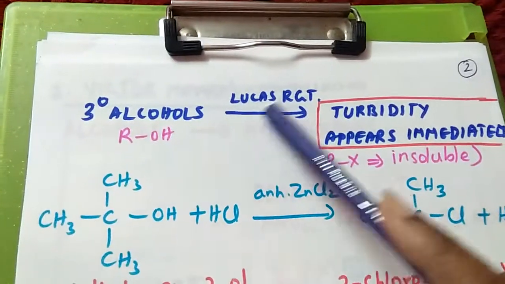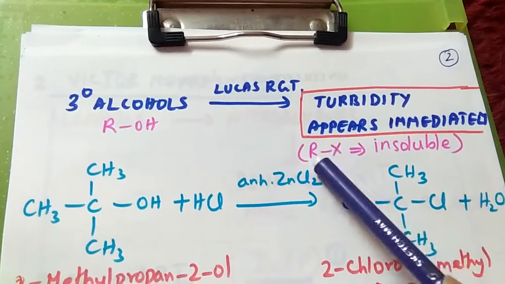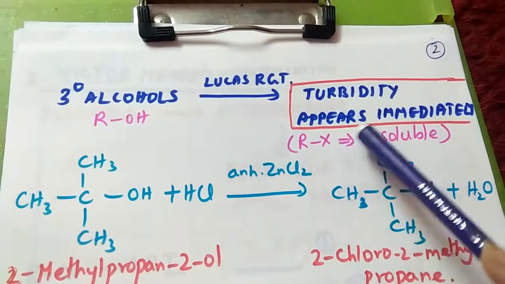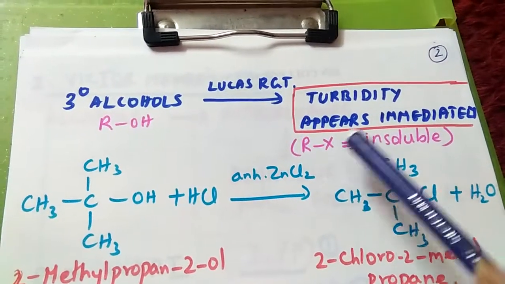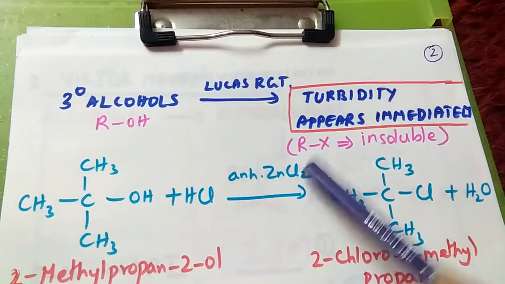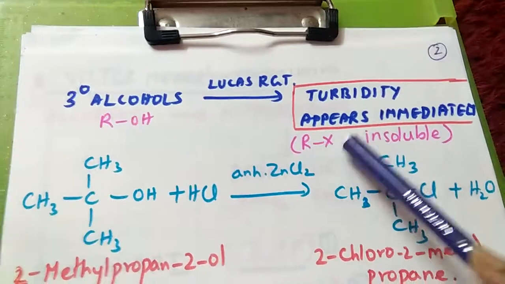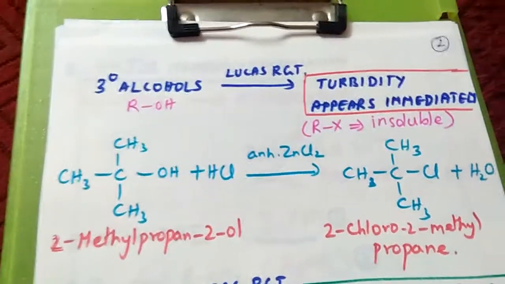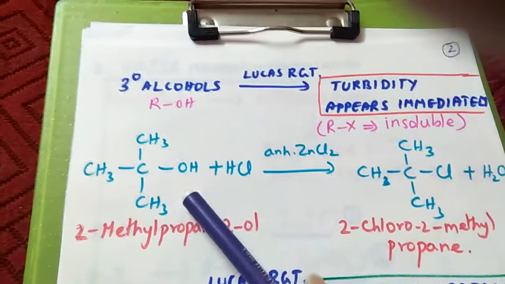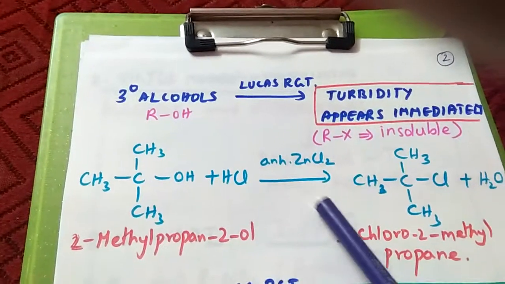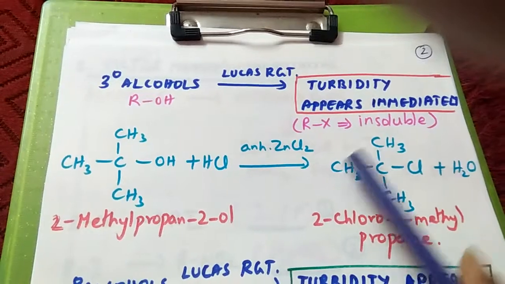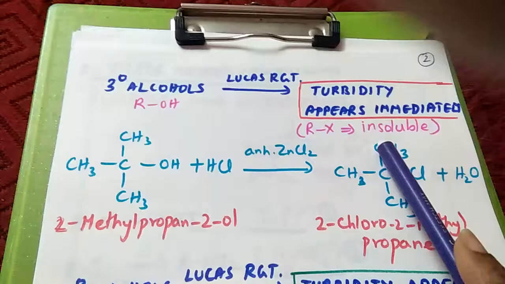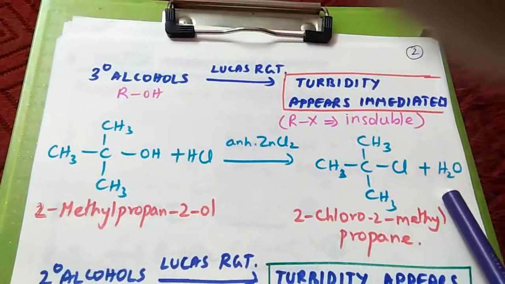Tertiary alcohols with Lucas reagent form RX, and the turbidity appears immediately. That means once the tertiary alcohol is taken in a test tube and Lucas reagent, that is concentrated HCl and anhydrous zinc chloride, is added to it, the solution will turn turbid quickly, immediately. For example, 2-methyl-2-propanol with HCl and anhydrous zinc chloride forms 2-chloro-2-methylpropane, that is, chlorine on the second carbon along with the methyl group.